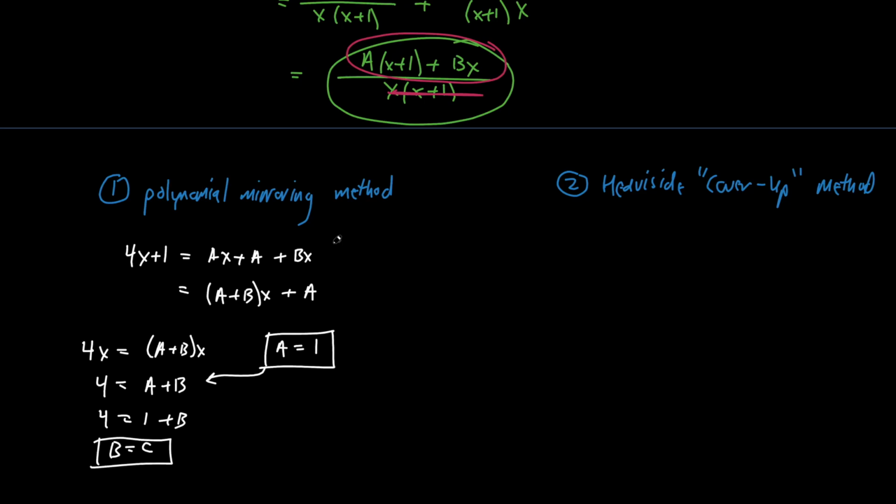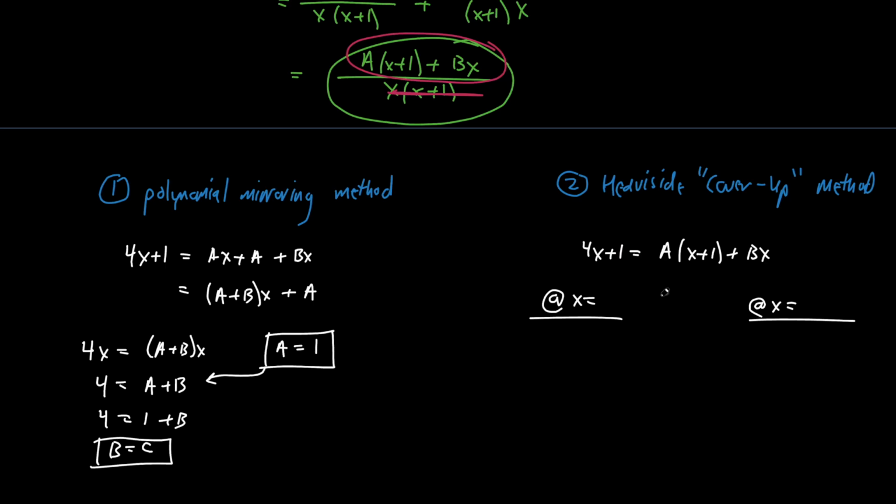Now, the Heaviside cover method is going to be a method where we strategically choose x values to cancel out our terms. So again, I'm going to rewrite our working equation here. So this was 4x plus 1 equals a times x plus 1 plus bx. And what we're going to do is strategically choose x values so that terms cancel out, so that we can cancel out one of the two coefficients, whatever we're solving for, a or b, and then get one of them by itself.